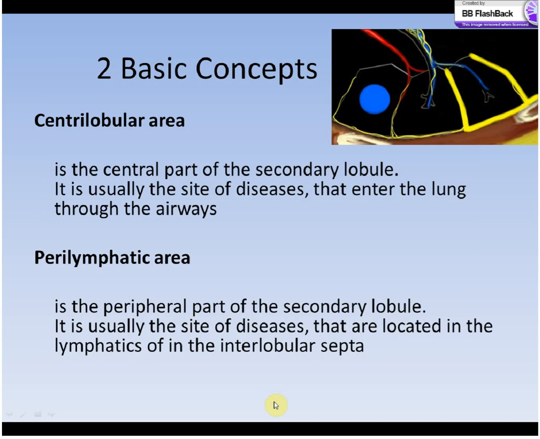So there are a couple of concepts, but the 2 that I want to start off with are centrolobular and perilymphatic. The centrolobular area is the center of that secondary lobule, right in the middle there. It usually is the site of disease where diseases enter through the lung airways. In opposition to that are the perilymphatic areas. These are the peripheral parts of the secondary lobule that was outlined earlier, and they're the site of diseases that occur along the lymphatics.